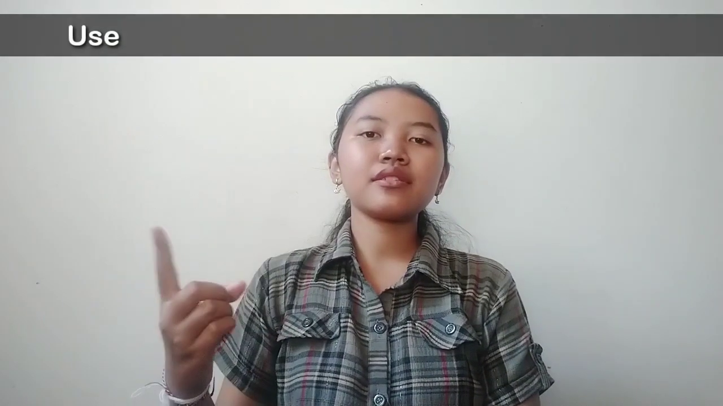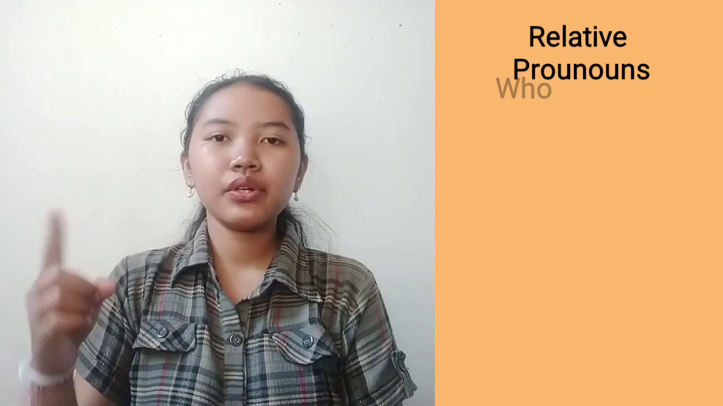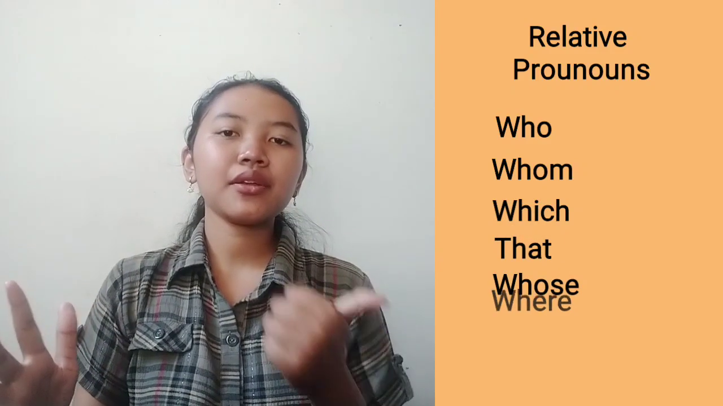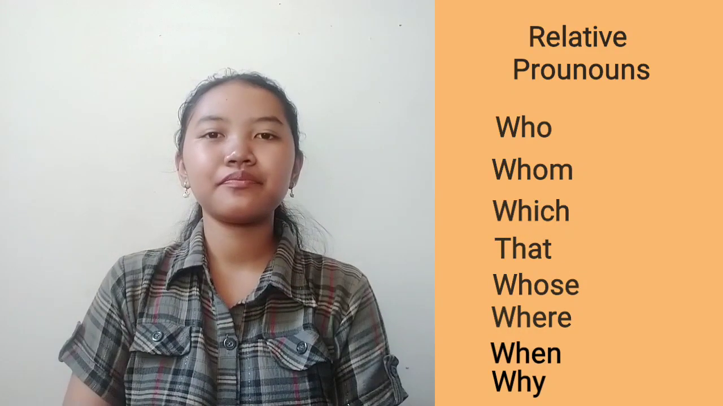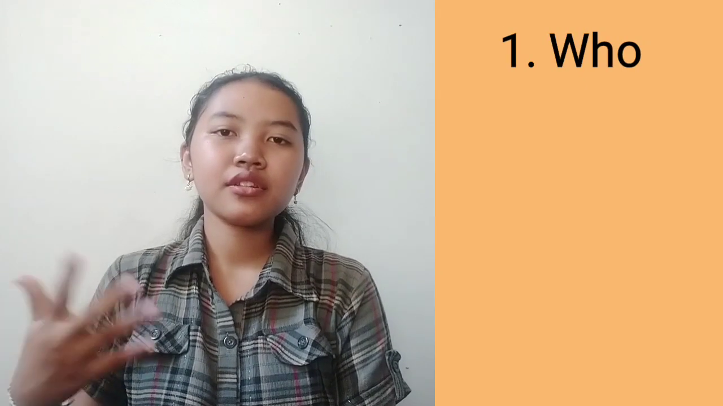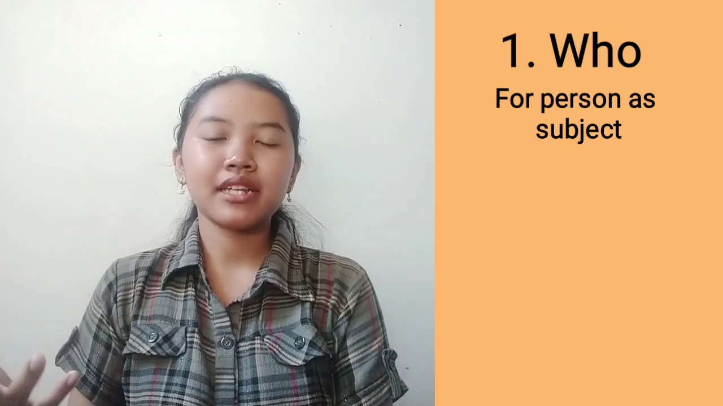Now is the use of the relative clause. The type of the noun, the phrase, or the sentence will decide which relative pronoun we can use to combine the sentences. The relative pronouns are who, whom, which, that, whose, where, when, and why. The first is who. Who is used for a person as subject.